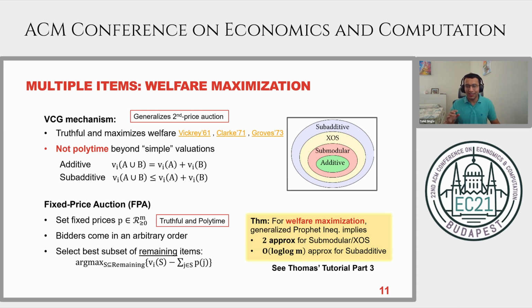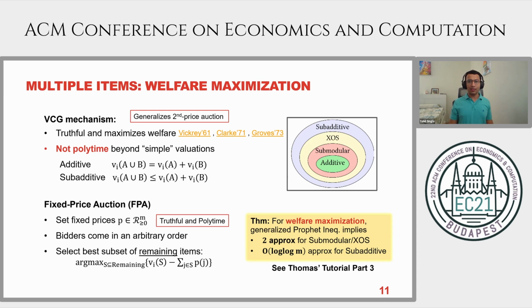So I won't be discussing the proof right now. Thomas will go into a lot more detail in part 3 of the tutorial. But I wanted to give you a highlight of one of these major results of prophet inequalities and its implication to auction design for welfare maximization. So yes, Thomas will discuss this result in great detail.